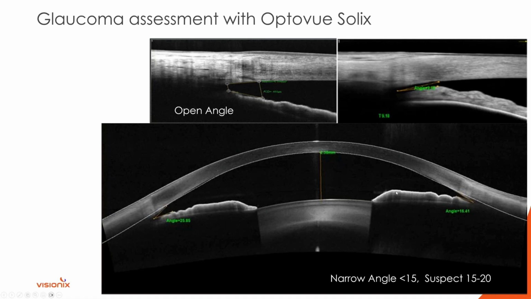And if you want even greater detail, this is where you bring in the big guns, the Optovue Solix. Here you have the ability to see several of the corneal layers if you wanted to, as well as anterior chamber depth and full range AC. Here you can see an example of both an open angle and a narrow angle, and be able to get those precise measurements.